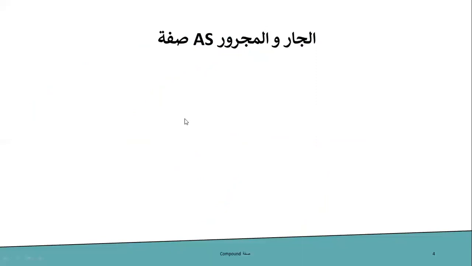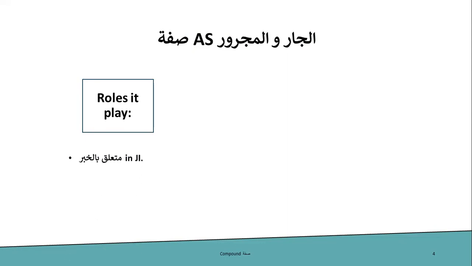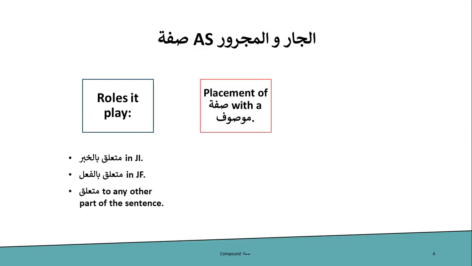Now, let's look at jar majroor as sifa. The roles a jar majroor can play in a sentence are: it can be mutalik bil khabar in jumla ismiya. It can also be mutalik bil fail in jumla fi'liya. So basically, it can be mutalik to any part of the sentence. Mutalik means connected to or attached to.